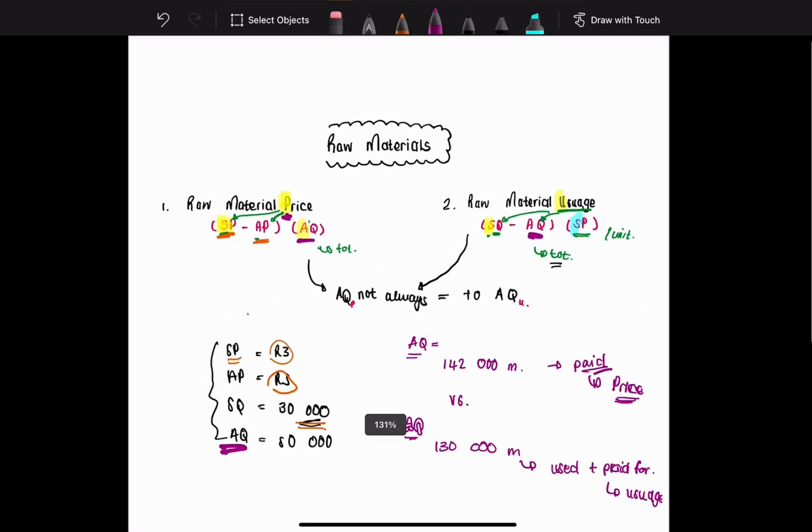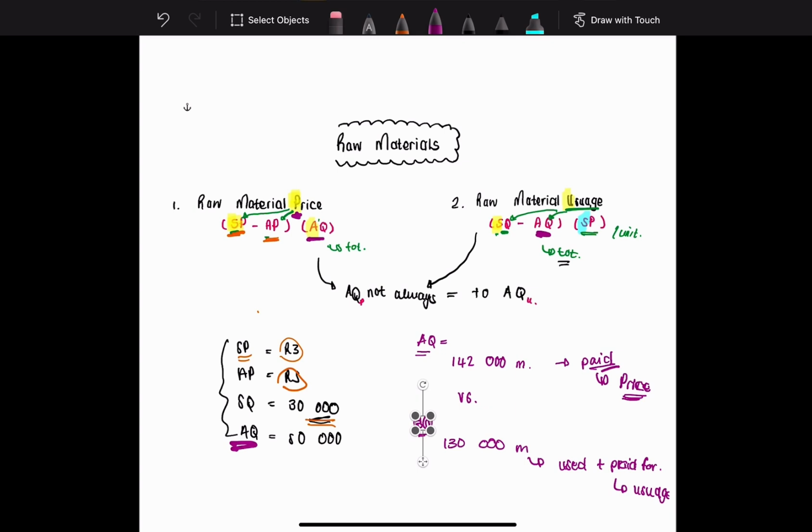Okay. So these are two key variances for raw material price and usage.